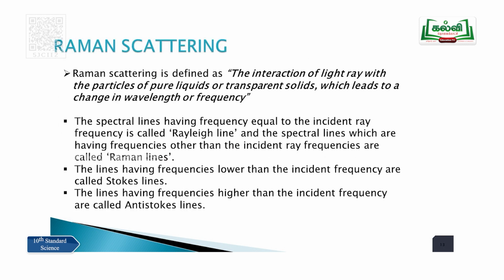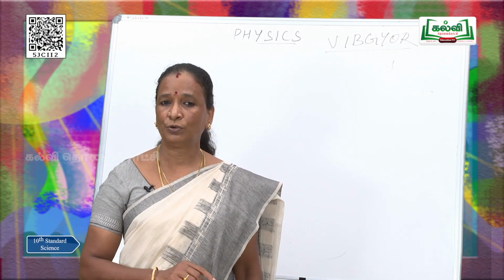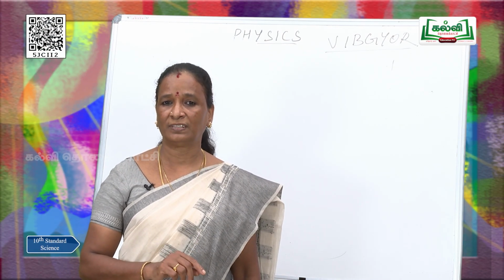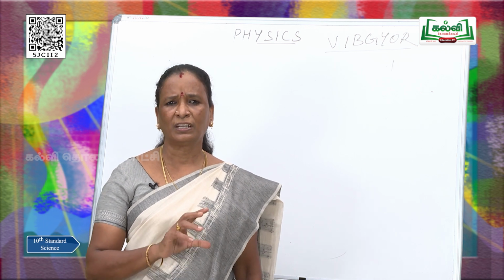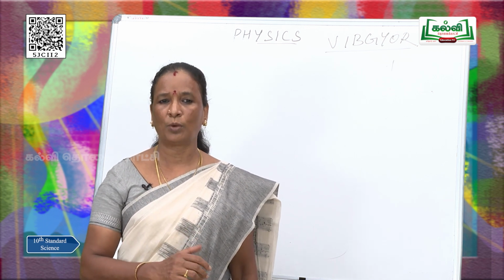Next, we are going to see about Raman scattering. What is meant by Raman scattering? Raman scattering is defined as the interaction of a light ray with the particles of pure liquid or transparent medium. In Tyndall scattering, we have seen the dust particles. Here it is pure liquid or transparent solids, which leads to a change in the wavelength and frequency. Already we have seen wavelength is denoted by lambda and frequency is nu. Here we are getting some spectral lines in Raman scattering.